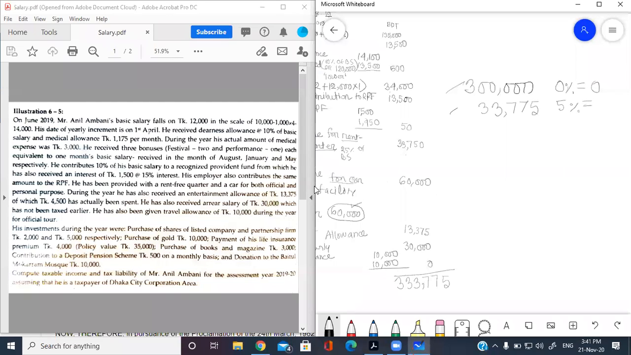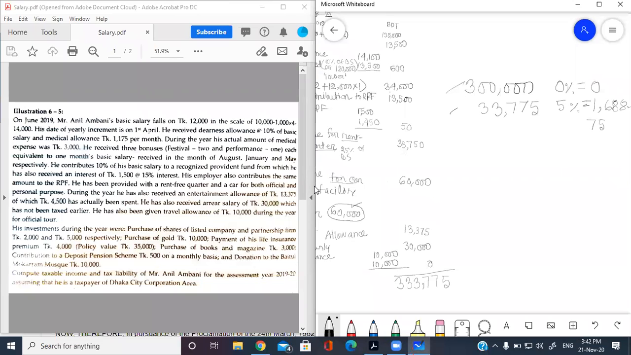Here tax liability will be 1,688.75. Okay.